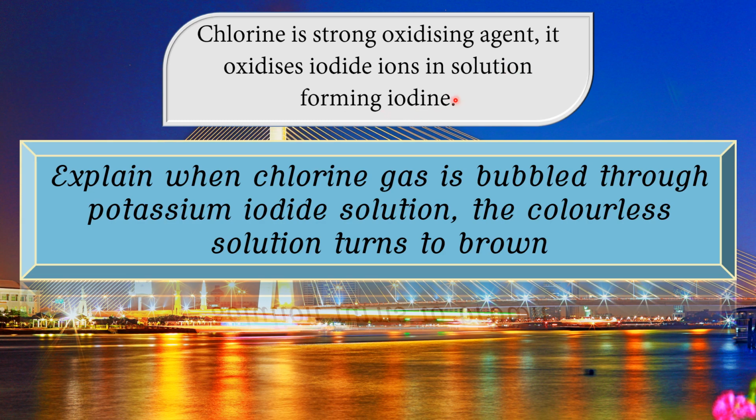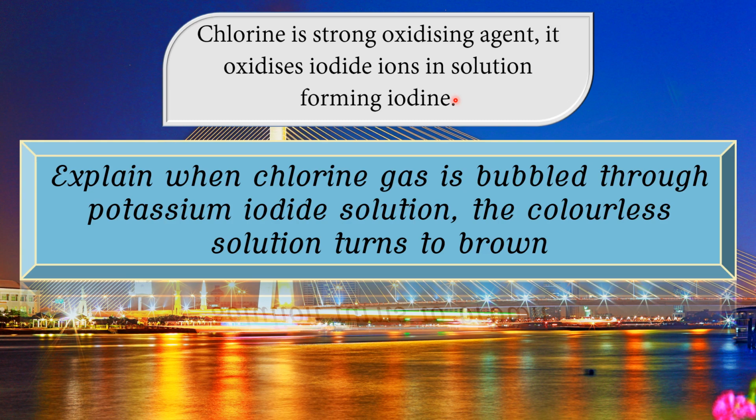You know, chlorine, iodine, bromine, all those ones are halogens. And the oxidizing power reduces as you go down the group. Chlorine is on top, followed by bromine, and then iodine down. So chlorine is the strongest oxidizing agent, followed by bromine, and then lastly iodine.